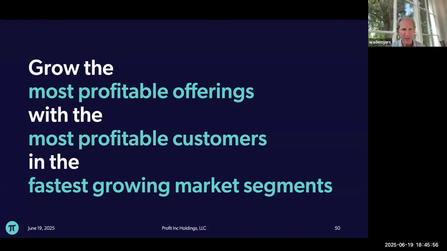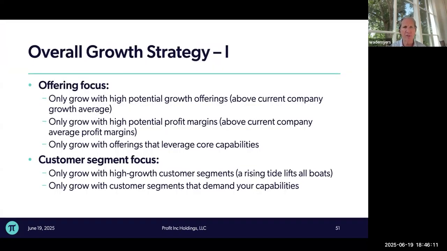So you want to understand your customer types and who to grow with, and you want to focus on the fastest growing market segments. A rising tide lifts all boats. You don't want to be in a really dog-eat-dog competitive market where you're competing on price and trying to grow at the expense of competitors. Ideally, you're focused on fast growing market segments.